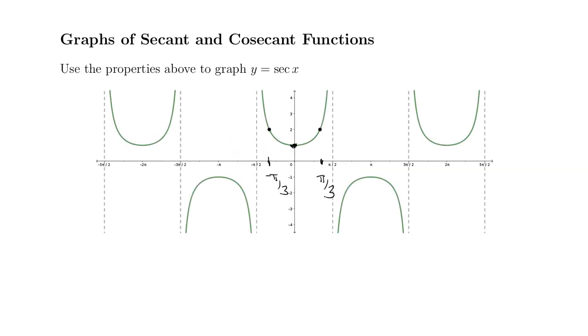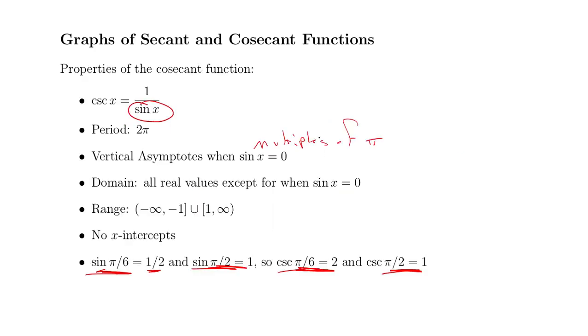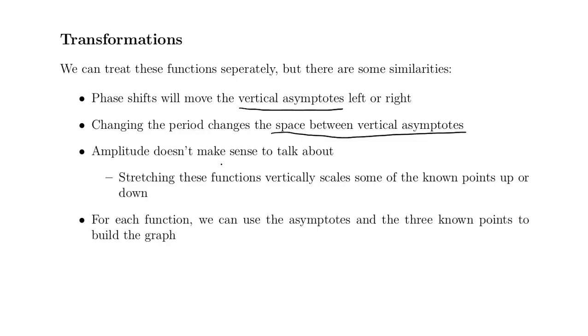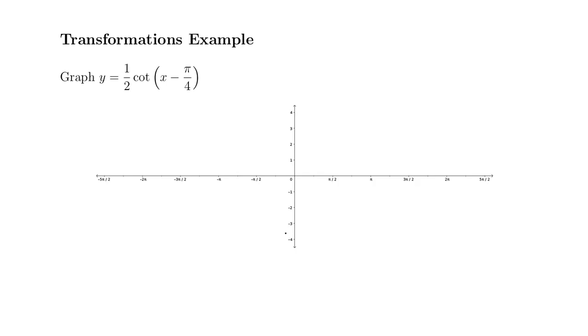And for the secant and cosecant ones, this kind of middle spot isn't going to necessarily be at 1, and this one won't be at 2. They'll be stretched as well. So it's a little bit tricky to keep track of all these things. And then for each of the functions, we can use the asymptotes and then those 3 known points to build our graph. So here's an example. Take a bit to graph this. I want to kind of write out some stuff on here just to give you some hints to get started, and then I'll let you go from there.